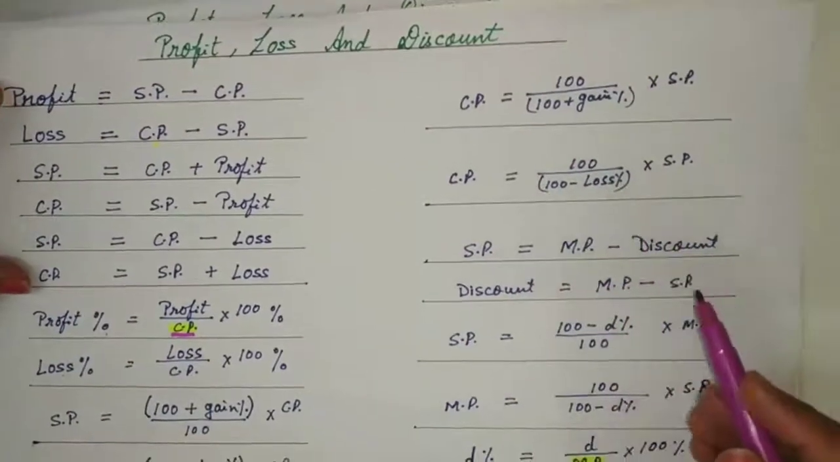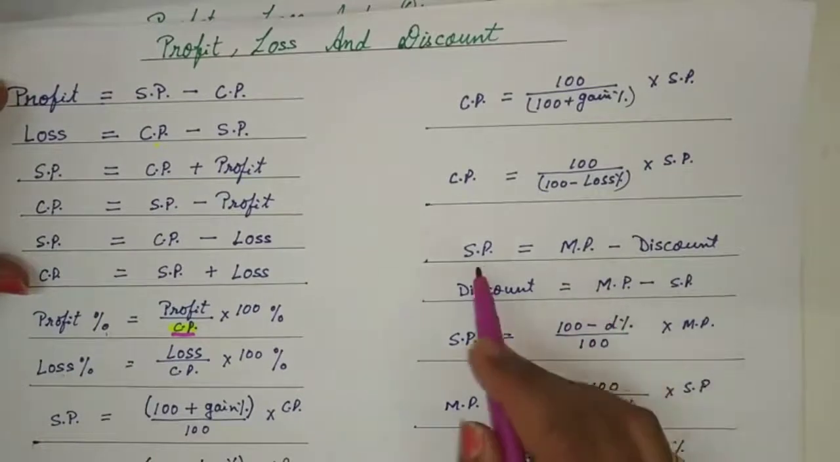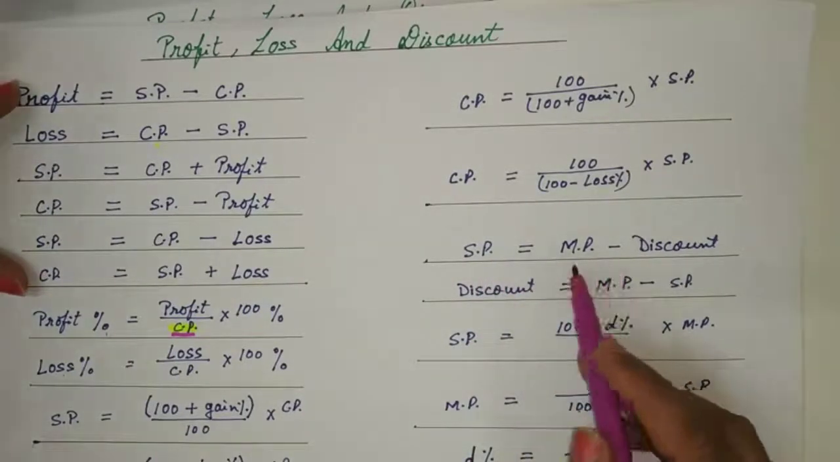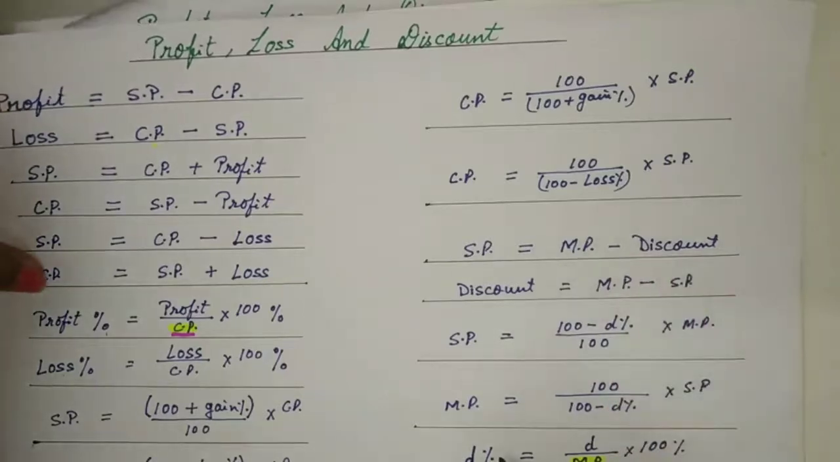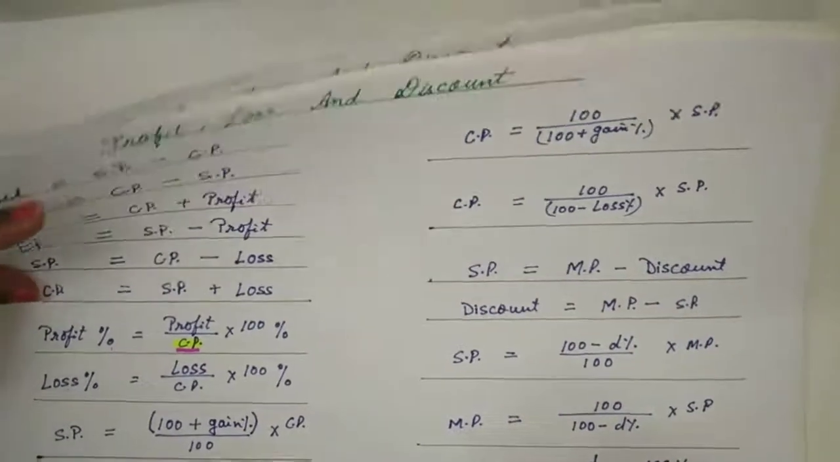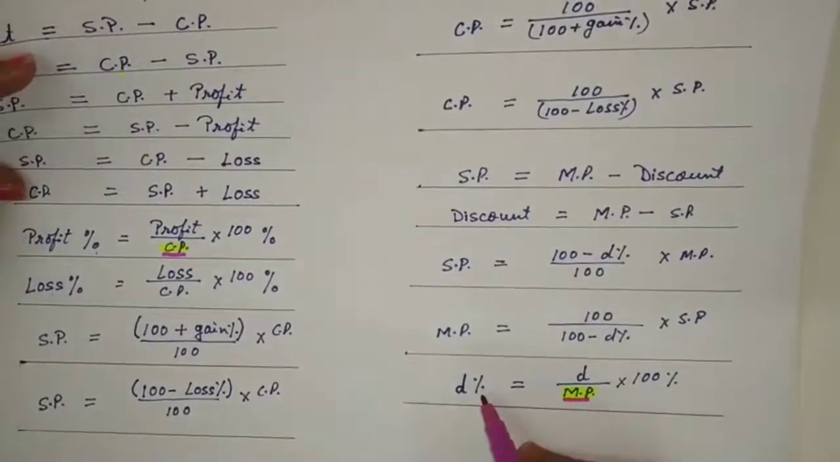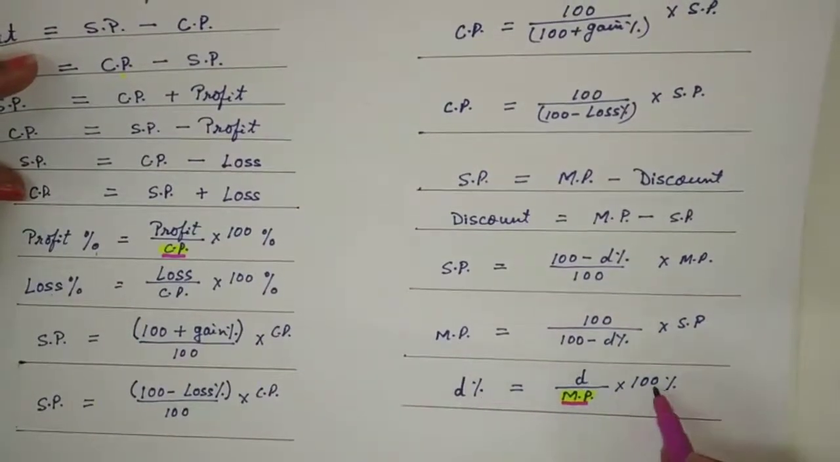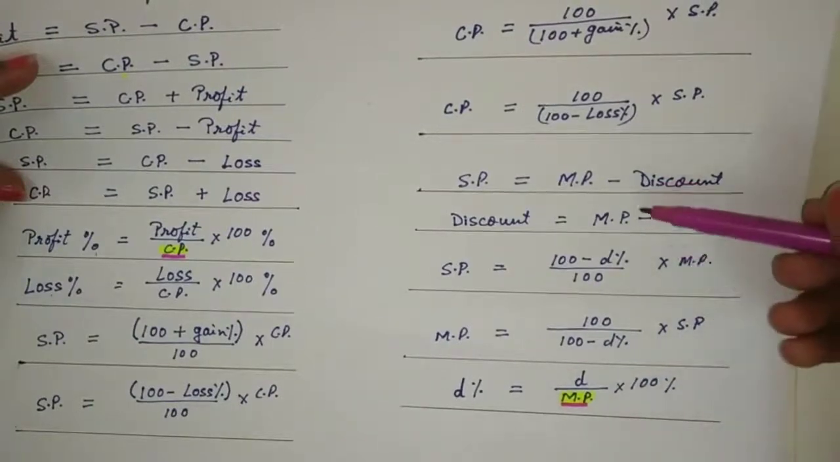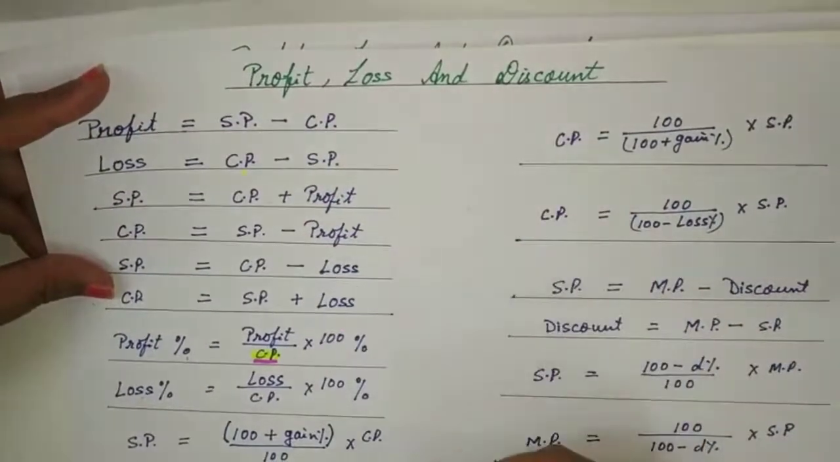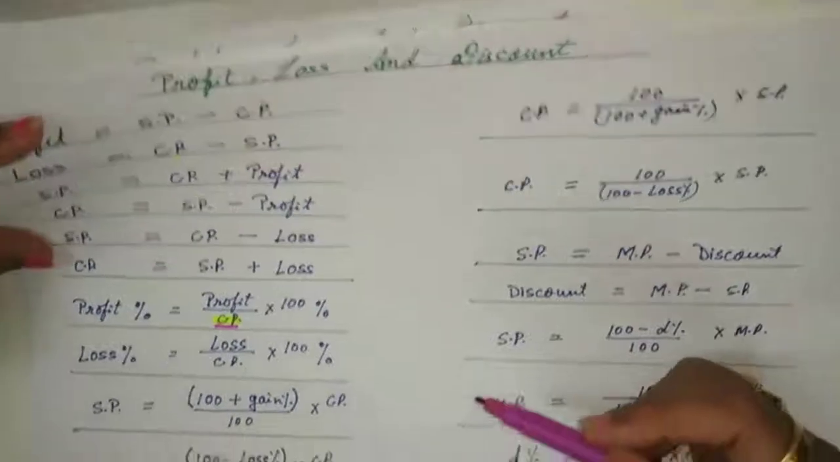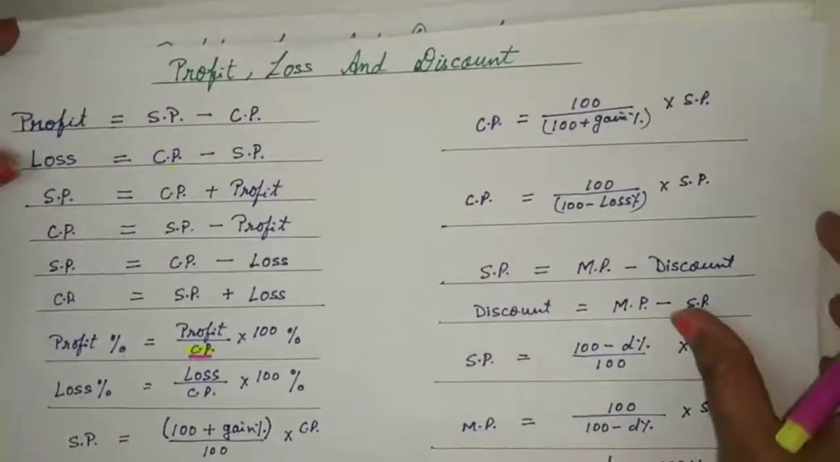Please learn it properly. And for discount, selling price is marked price or the list price minus discount, and discount percent is always reckoned on the marked price. Therefore discount percent is discount by MP into 100. All the possible formulas that you will need, I have noted down here for discount. This side is for profit and loss percent. Learn all of them please. So now without wasting time, let's go to the type of question.